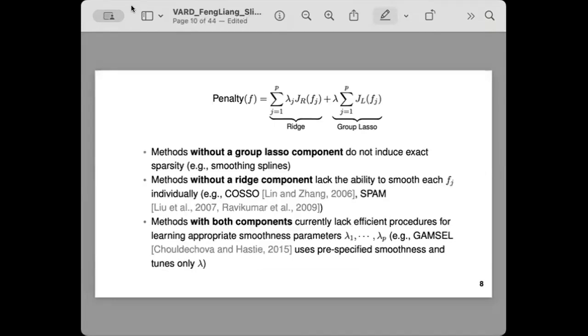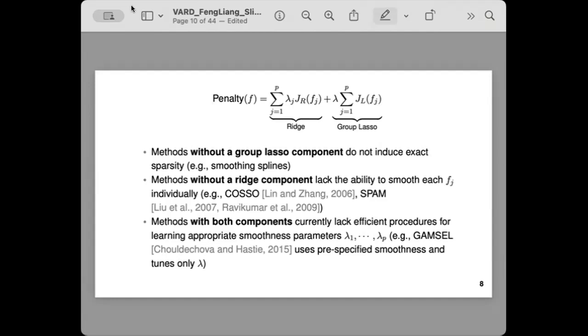So there are methods that do not have the group Lasso penalty component, for example, smoothing spline. So there's no exact sparsity. And there are methods that do not have a ridge component, for example, SPAM, which we will see in the simulation study. Therefore, they don't have the ability to smooth each individual f_j. And some newer methods like GAMSel include both components. However, they usually do not have an efficient way to learn those individual lambda_j's in the ridge penalty.